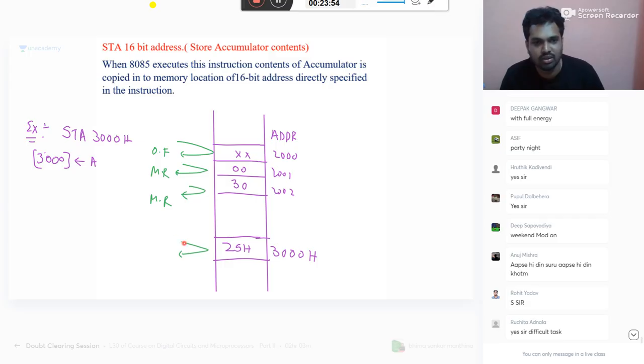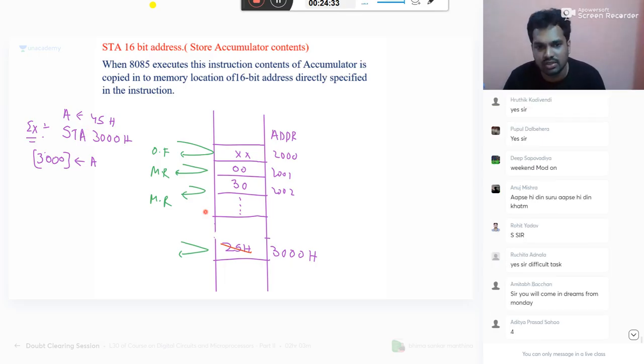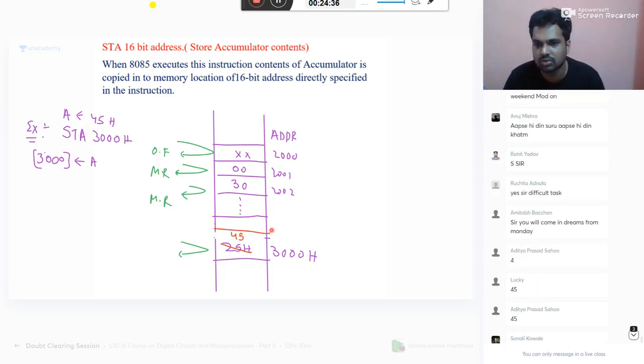So assume accumulator is having some number 45 hexadecimal. In this case, what happens? Accumulator will give to some register, any Z register or something. Or first accumulator will give to the data bus. What happens here? And now that content will be replaced, overwritten by the accumulator value. Accumulator is having how much? 40. 40.